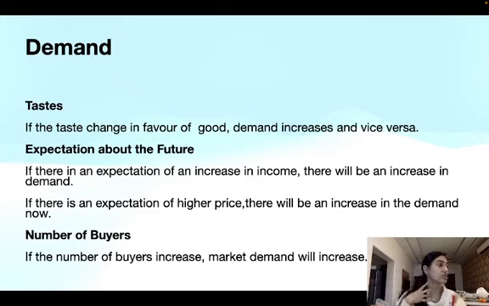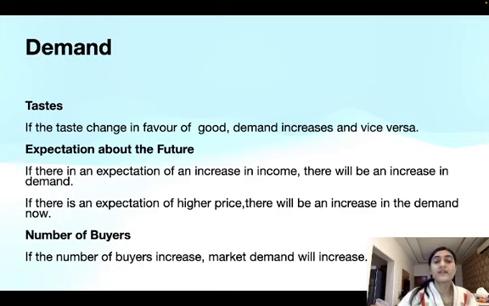Next reason for the shift in demand is expectation about the future. So what is the consumer expecting? For example, if a consumer is expecting that his income is going to increase in the future, he will start to splurge more, because he knows that money is coming for him.